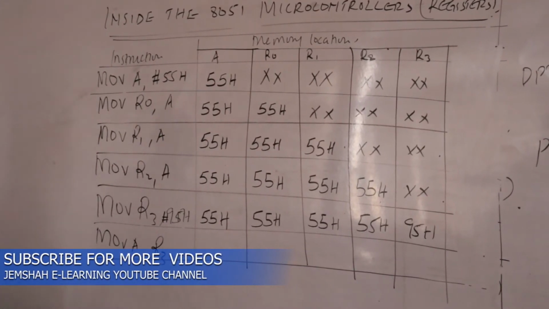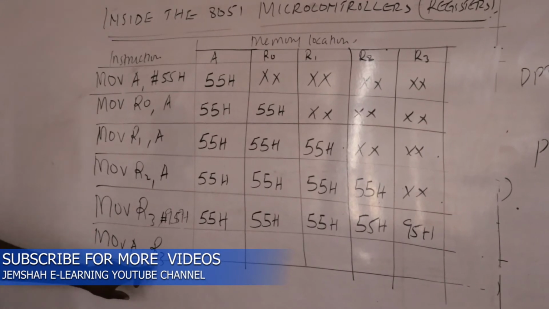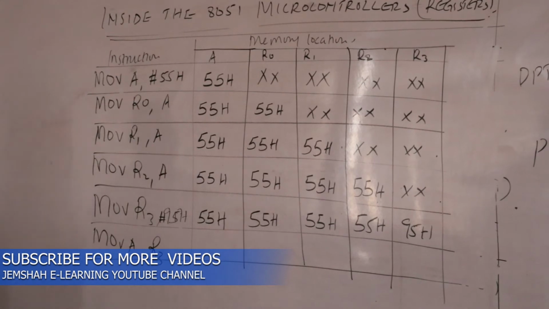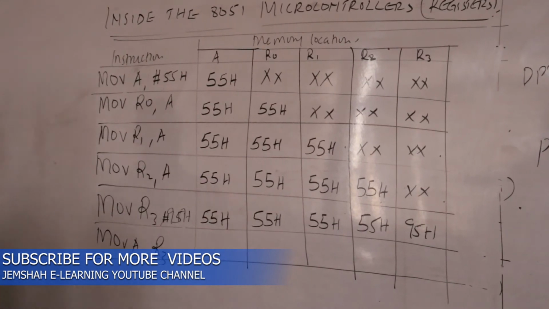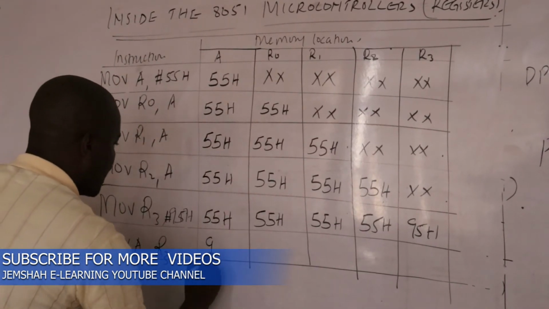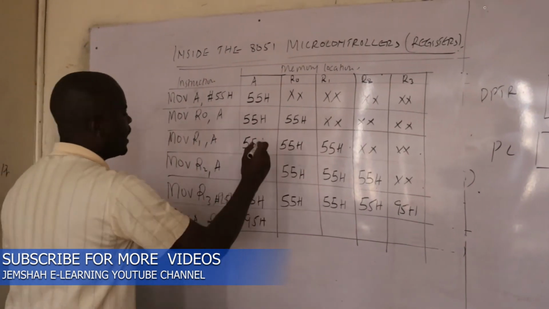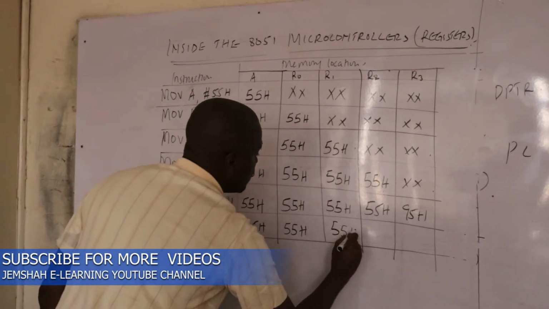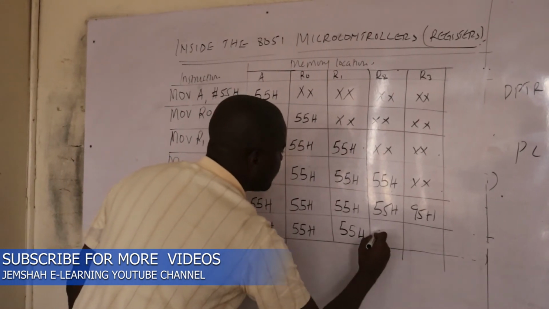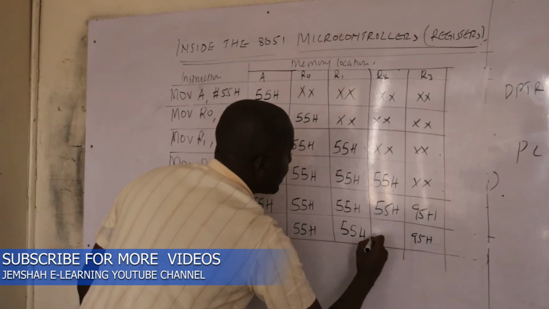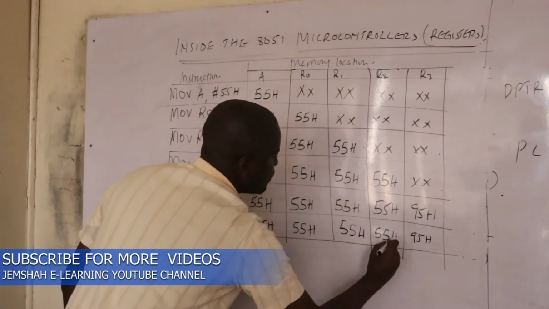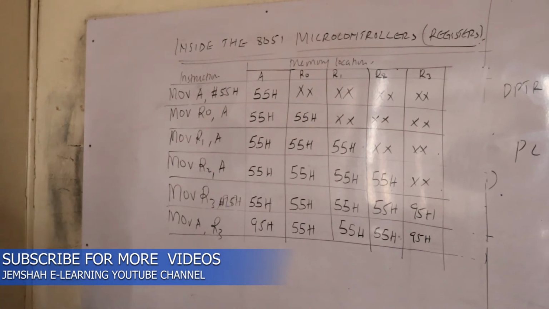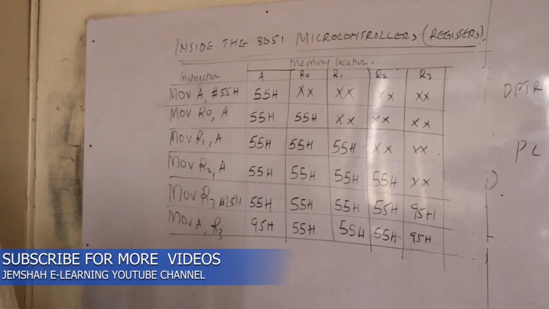Then at the end of this instruction, move whatever is in R3. Whatever is in R3 will be moved to A, which means it will overwrite what was initially there, and at the end of that, our A will now have 95H, while the rest will remain 55H, and R3 will also have 95H, while R2 will still remain 55H. So that is how the trace table for those particular instructions can be obtained.